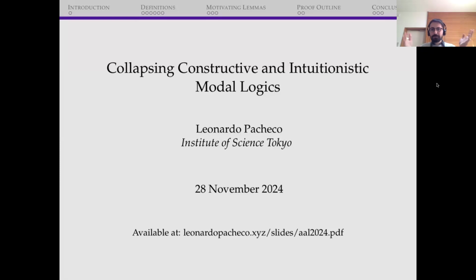About this: collapsing constructive and intuitionistic modal logics. Before I start, just to give the context, constructive and intuitionistic are the two major variants of non-classical modal logics. And from the title, you could probably imply that, in general, they're not going to be the same. They're going to be different.